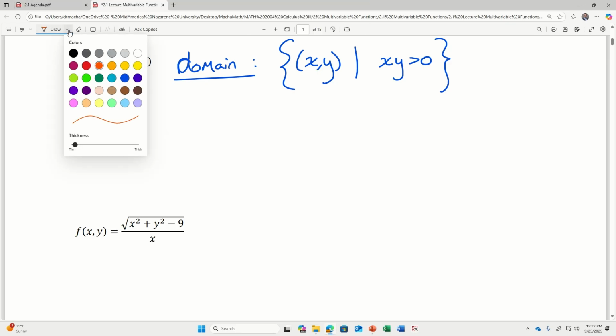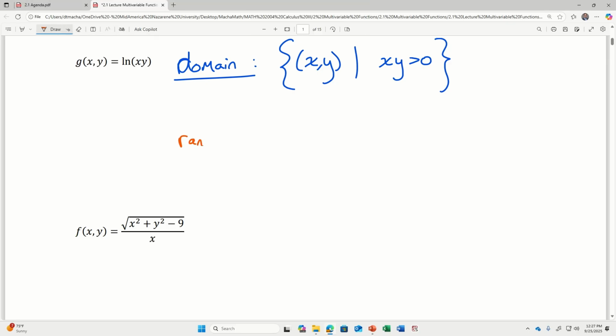The range would be what? All. Yeah. I think, yeah, you're right. So my range would be all real numbers.